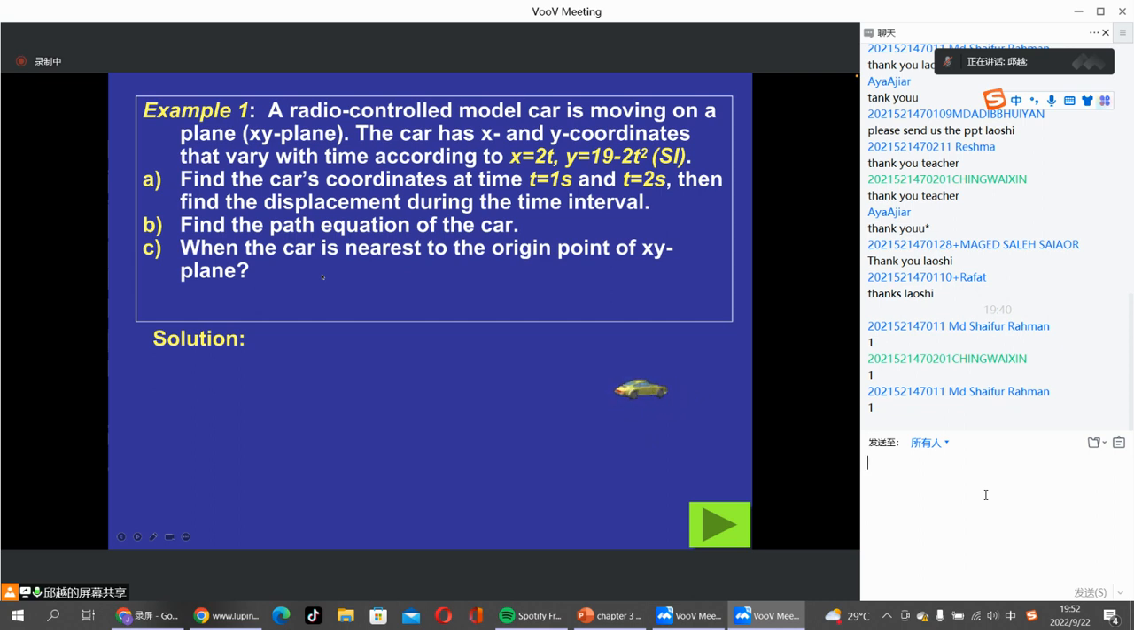Then find the displacement during the time interval. And B, find the path equation of the car. C, when the car is nearest to the origin point of the XY plane.